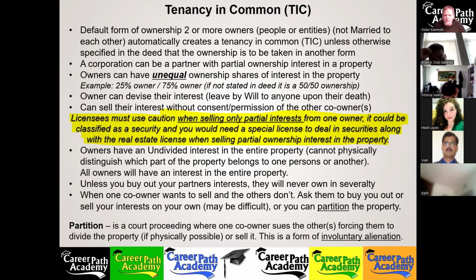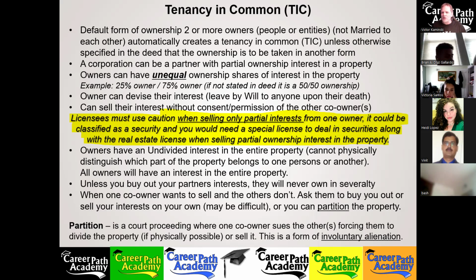So when one co-owner wants to sell their property and the other does not, are you stuck owning the property with them? No. You could try to sell your ownership interest on your own, which may be difficult to do. You could ask your co-owner to buy you out, but if they don't have the money to, or they're not interested in buying you out, are you still stuck owning the property with them? The answer is no. There's a solution.